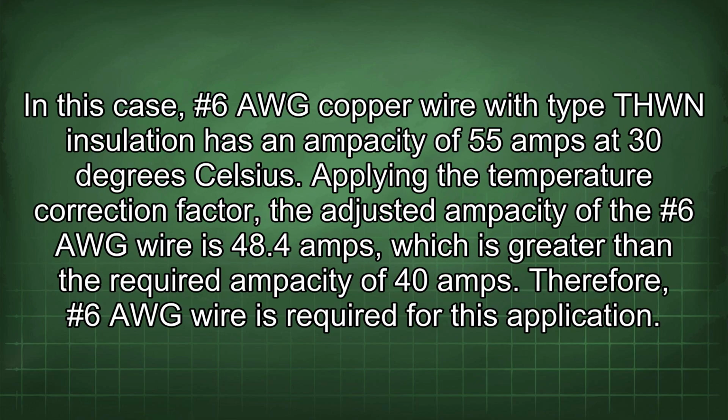In this case, #6 AWG copper wire with type THWN insulation has an ampacity of 55 amps at 30 degrees Celsius. Applying the temperature correction factor, the adjusted ampacity of the #6 AWG wire is 48.4 amps, which is greater than the required ampacity of 40 amps. Therefore, #6 AWG wire is required for this application.